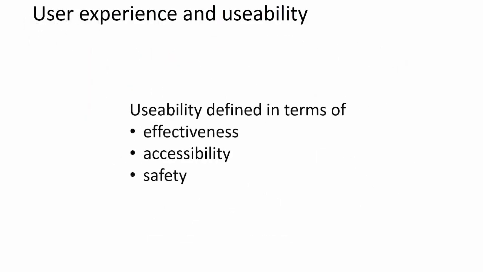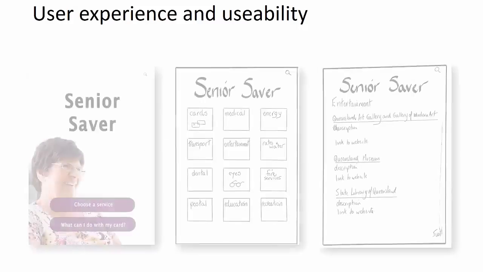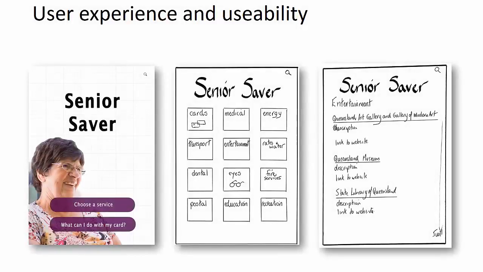Attention to the user experience is vital for success. Usability is defined in terms of effectiveness, accessibility, and safety. An effective website would enable a user to accurately and easily complete a task. Senior Saver makes finding information easier by minimizing the number of clicks required to find information on discounts. Text will be kept to a minimum on pages so users can easily comprehend the information.